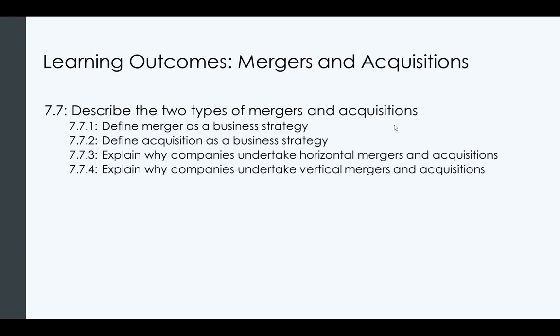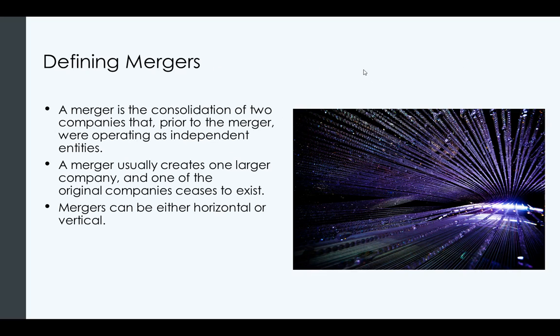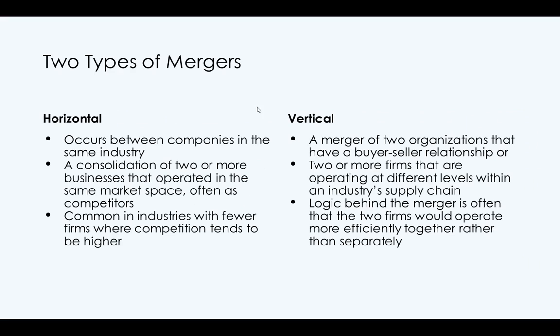And mergers and acquisitions. A merger is the consolidation of 2 companies that were operating before as independent firms. And unless part of their agreement is to get rid of some of the institution, it usually involves making a bigger company. And they can either be horizontal or vertical. A horizontal merger occurs between companies in the same industry, so 2 oil companies merging together. Consolidation of two or more businesses that operate in the same marketplace, often as competitors before. And it's common in industries with fewer firms where competition tends to be higher, for instance, oligopolies.